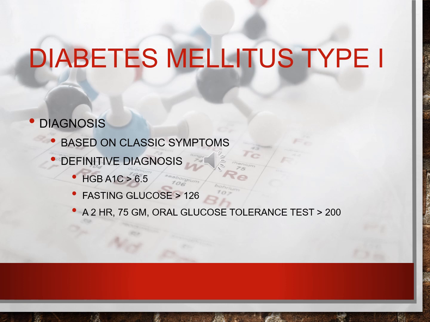Diagnosing pediatric patients with diabetes mellitus type 1 is going to be based on those classic symptoms. And then you're going to need that definitive diagnosis. So you've got a hemoglobin A1C greater than 6.5. You've got a fasting glucose of above 126, and then you've got a 2-hour 75-gram oral glucose tolerance test, and those results will be above 200. Also, a urine sample with high glucose levels and ketones can be used.